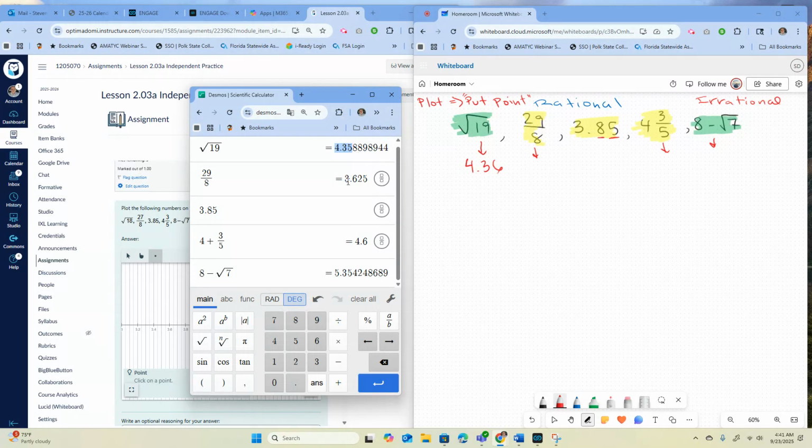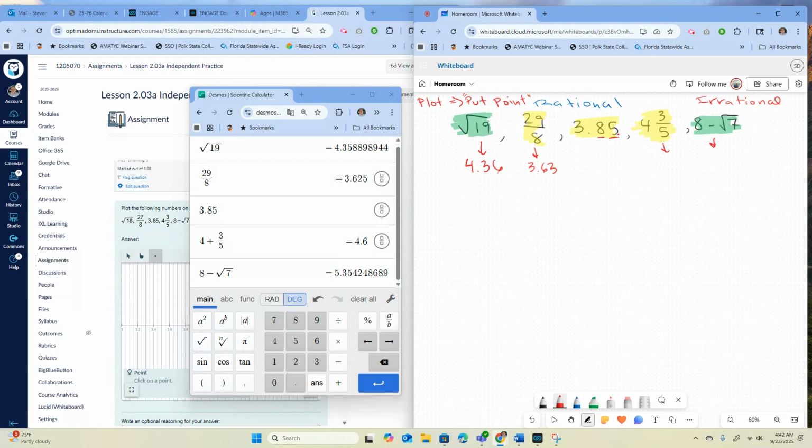Let's go to the next number, 29 over 8. We got 3.625, but again, I'm only going to pick the first 3 digits because I only want 2 digits to the right of the decimal point, and I'm going to round again. So look who's to the right of the 2 or 5. So this will be 3.63.